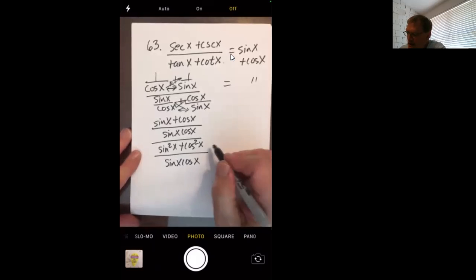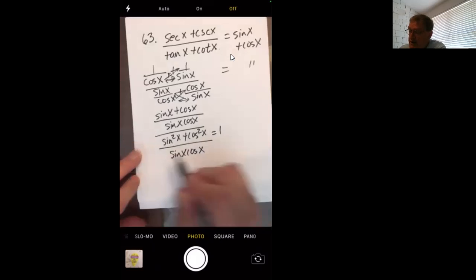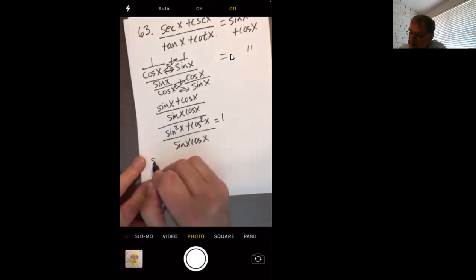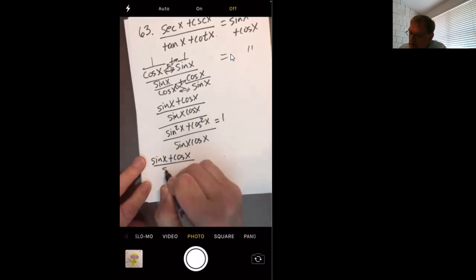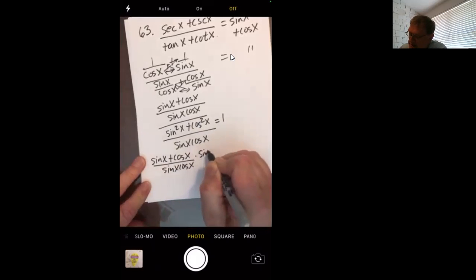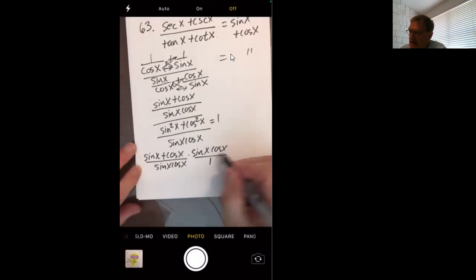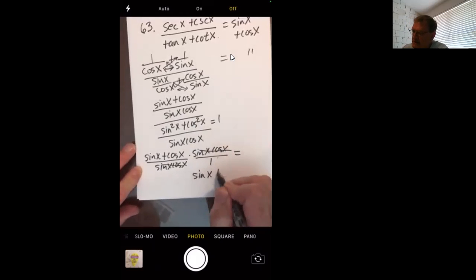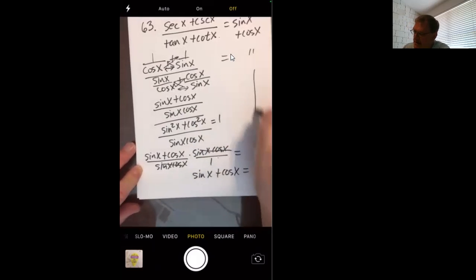All right, can you tell that this level is 1? So I'll write out your fraction. Can you tell that's going to cancel that when you flip things? But I'll write it out. Sine x, add a cosine x, over cosine x times sine x, cosine x over 1. And that will equal sine x, add cosine of x equals on the other side.